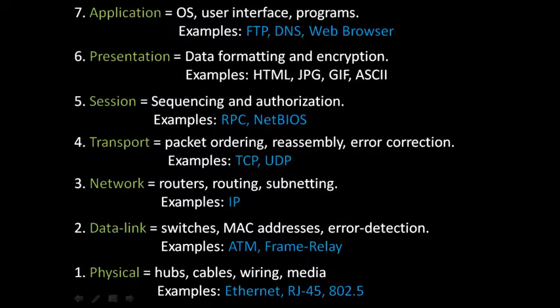Finally, the seventh layer, the application layer, is where operating systems, user interfaces, and programs operate. Examples would be things like FTP, DNS, and a web browser.